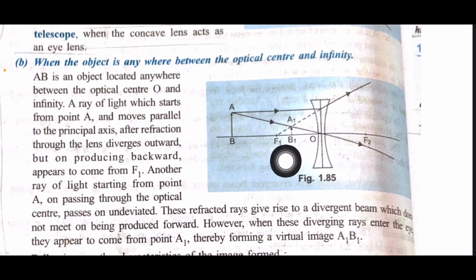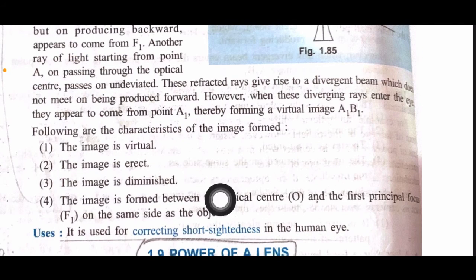Here, as you can see, the image is formed anywhere between the first principal focus F1 and the optical center O. So this lens, this concave lens, is also used for correcting short-sightedness in the human eye. That means it is used in spectacles by opticians.